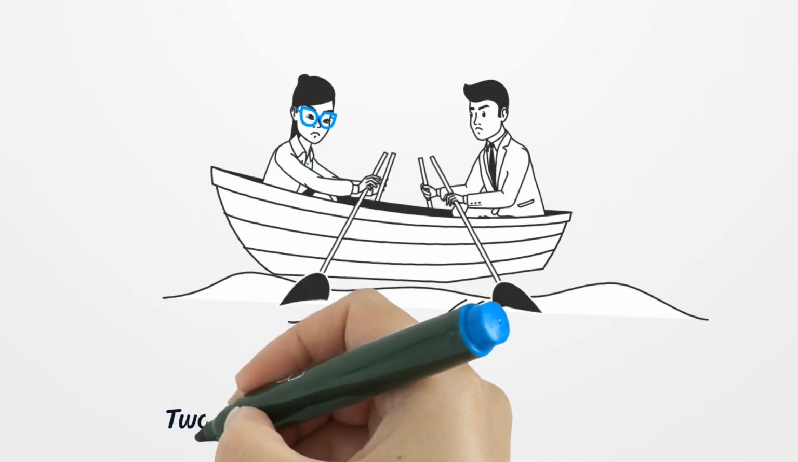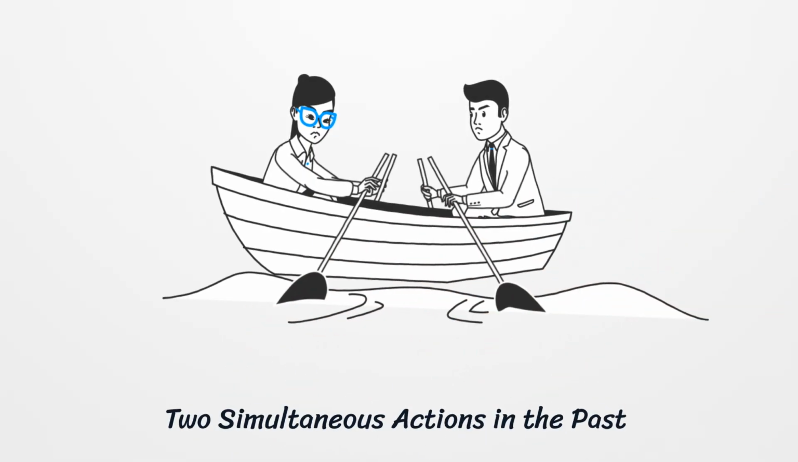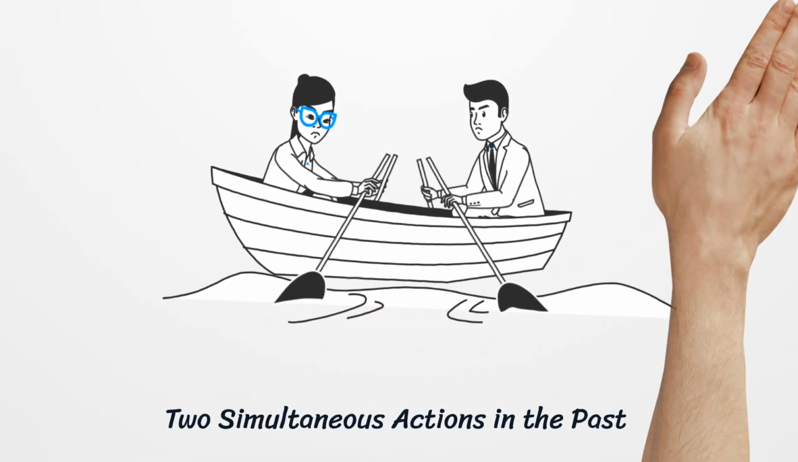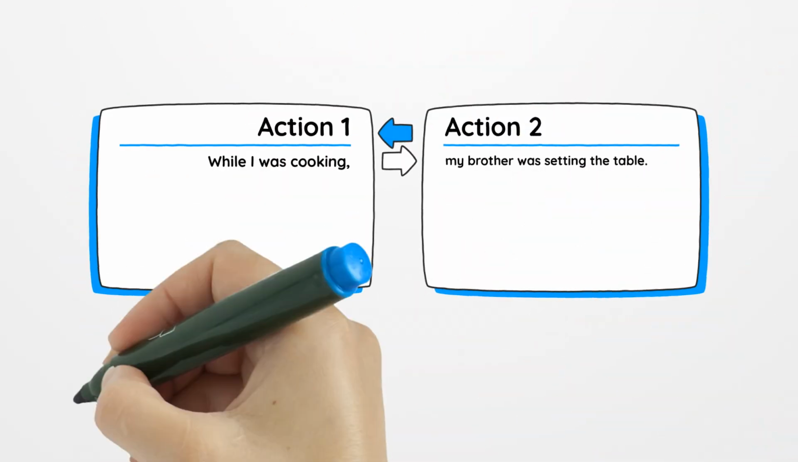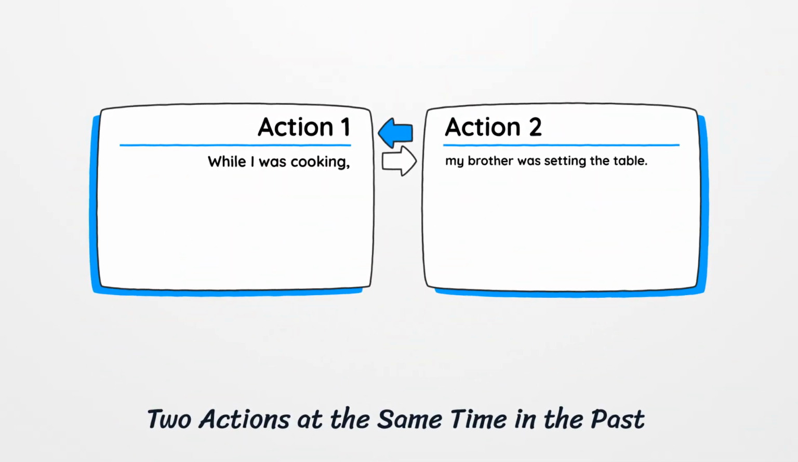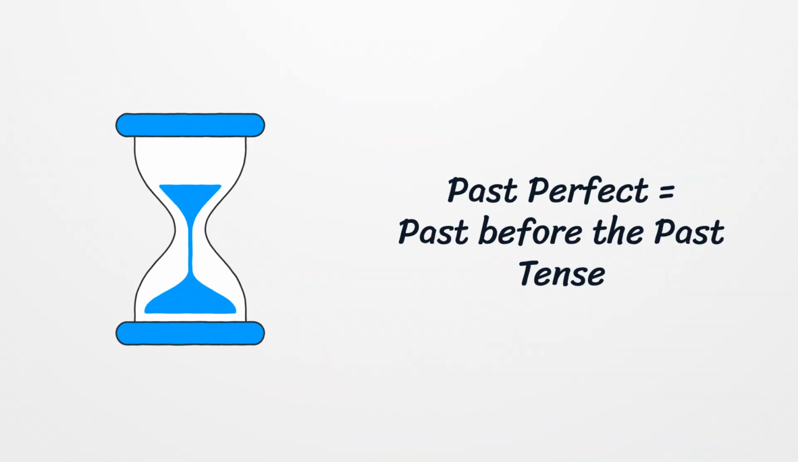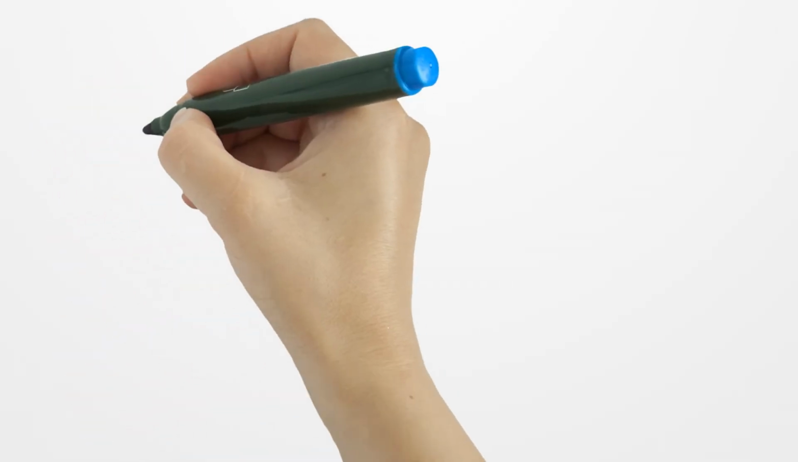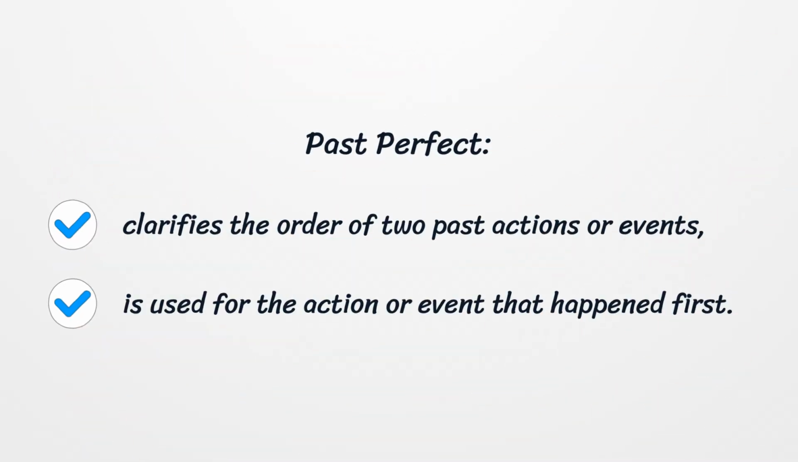Finally, we use past continuous for 2 simultaneous actions in the past. Basically, to describe 2 actions happening at the same time in the past. For example, while I was cooking, my brother was setting the table. Next, let's talk about past perfect, the past before the past tense. This tense helps us to clarify the order of 2 past actions or events.